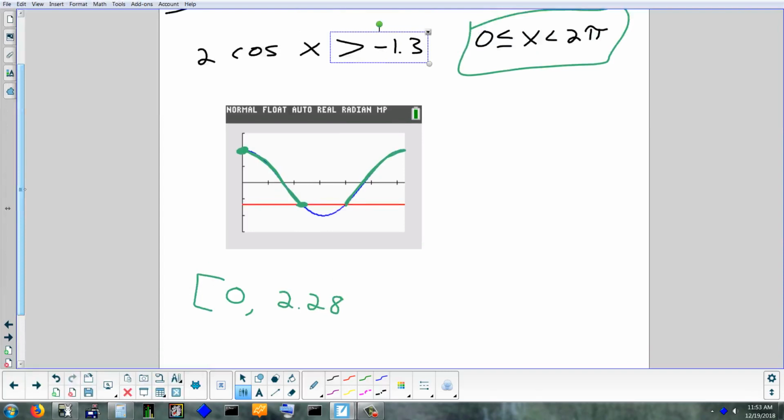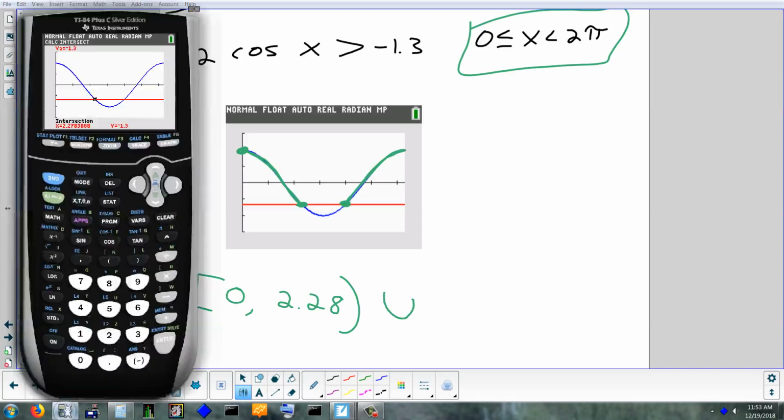Now, does the cosine function have to be above the red line, or can it be above and equal to the red line? It has to be strictly above, so I cannot include 2.28. It had to be above. If that was an equal to, I would have put a bracket. Now I need to find the other section, because it happens somewhere else. How do I get that point? Yep, intersect again. Second calc intersect. You already have it? Yeah.